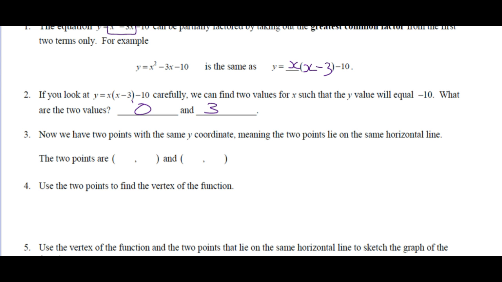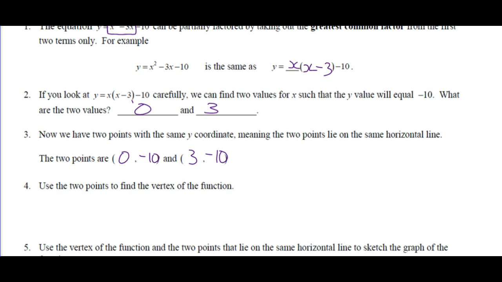So what we do is we look at this partial factored form, right? And we just say, hey, if I make x 0, and the number up front is always going to be an x, so it makes life a bit easy, then I know that y is equal to negative 10. If I make x 3, I know that y is equal to negative 10. So what does that give me? We have 2 points with the same y coordinate, which means we have 2 points on the same horizontal line. And those 2 points are (0, negative 10) and (3, negative 10).